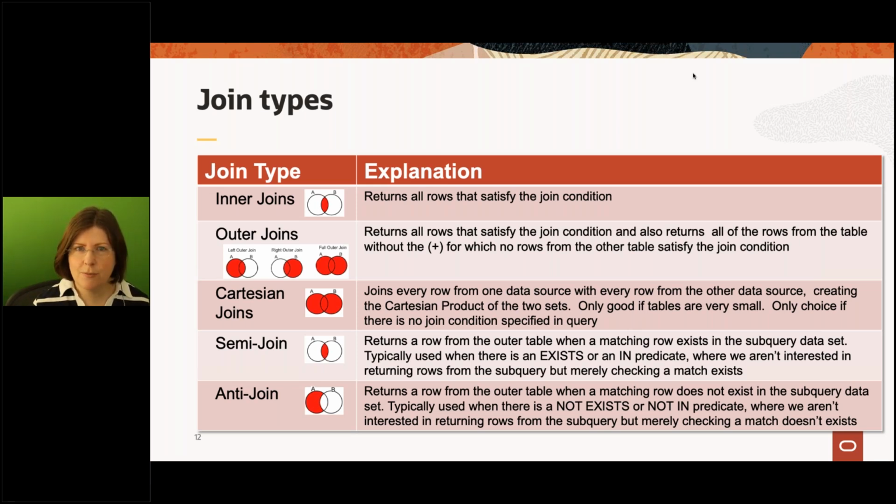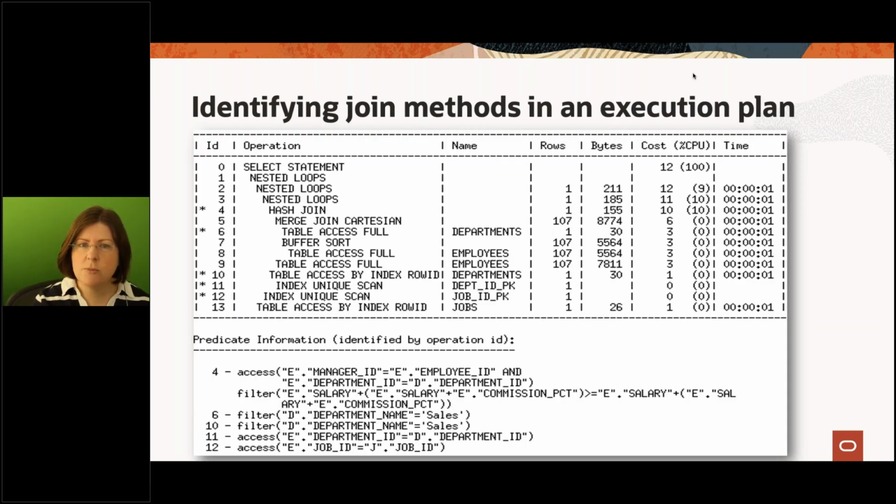Now that you have that information, I want you to actually take a look at this plan and tell me, where do you see the join information being shown? Well, it's shown there in the operations column.